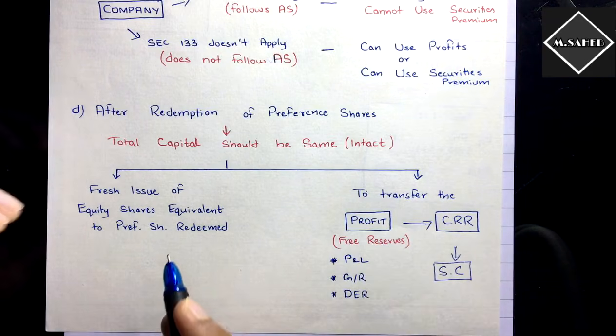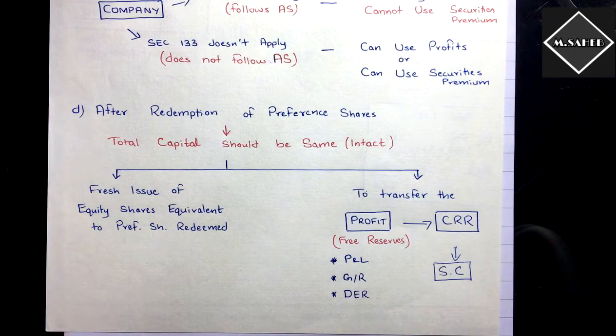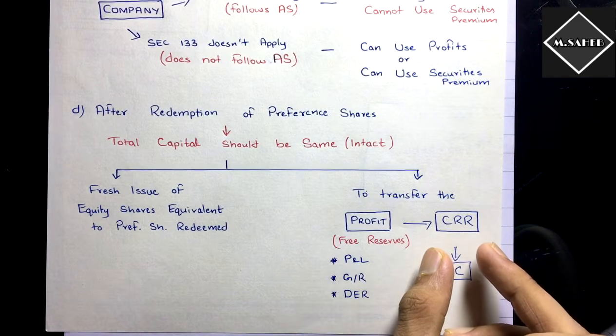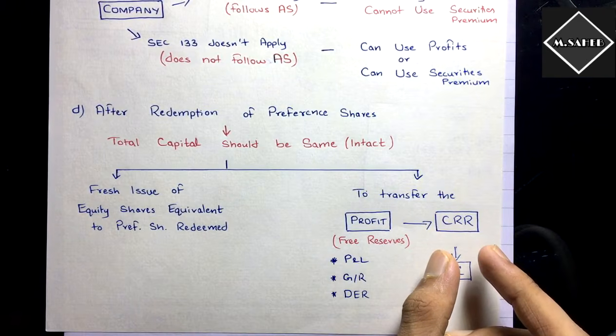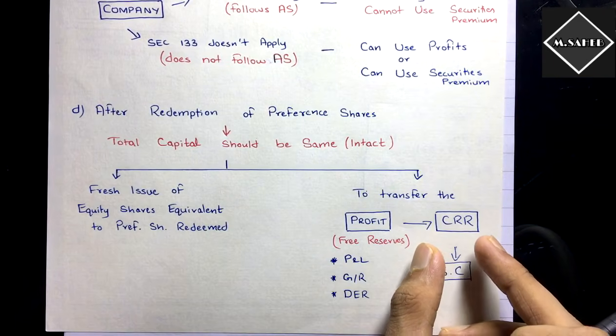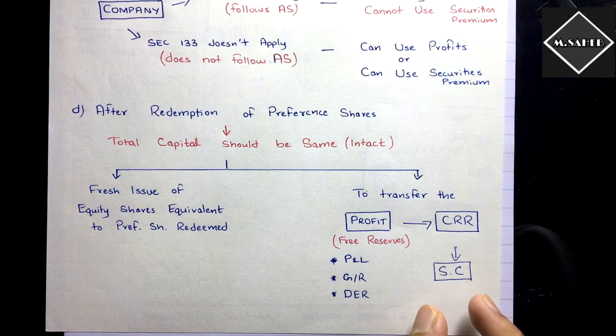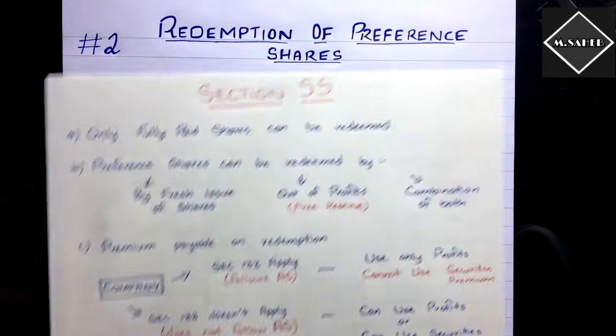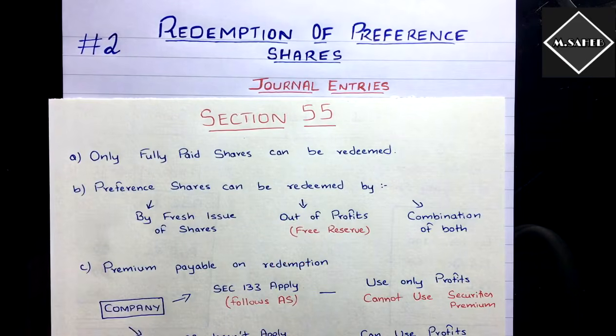We saw we can do a fresh issue of equity shares, or we can transfer free reserves into a special account called capital redemption reserve, CRR, which will ultimately get converted into share capital by issue of bonus shares. So the total capital will remain the same like that. To understand all these you must watch the first video of this chapter, because it is very important. Now let's go to the journal entries and see how to pass them.